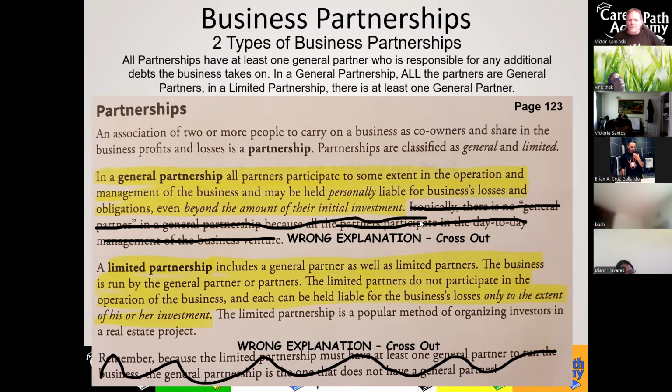Now, I want you to cross out this line here where they wrote in the book, and this is totally wrong, where the guy wrote, ironically, there's no general partner in a general partnership because all the partners participate in the day-to-day management of the business. I don't know what that statement even means. That's wrong. Cross that out.